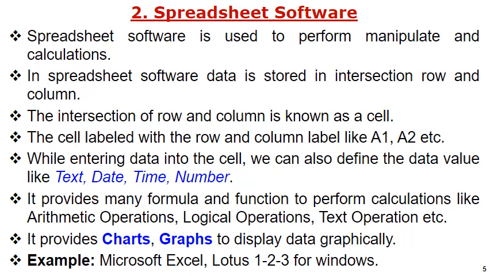While entering data into the cell, you can also define the data value. Text data means whatever data is provided in a cell can be formatted accordingly. It can be treated as a text, a date, a time, or a number. Suppose I type 1234, it will be treated as a text or as a number. You have to mention that, so that it is used here.